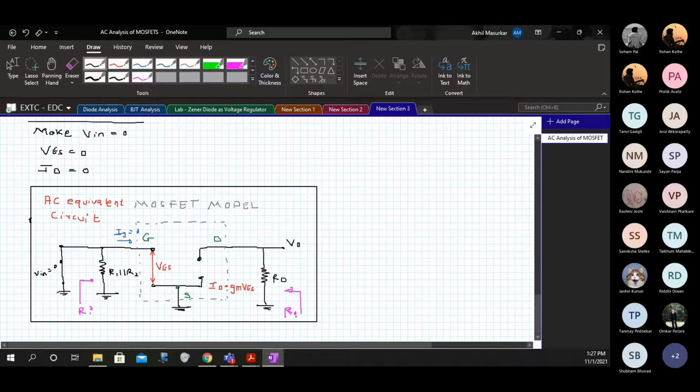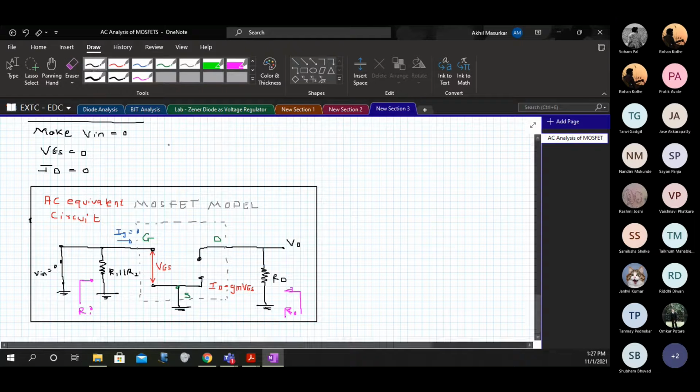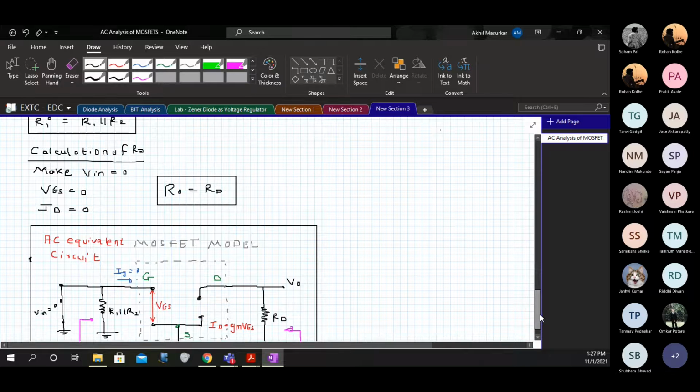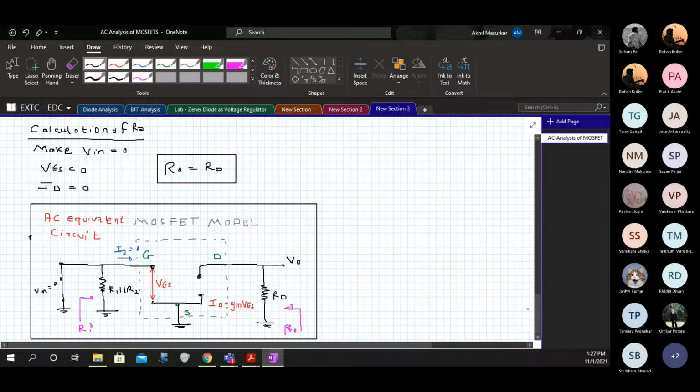So now you can very well see R0 is RD parallel with the infinite resistance. So RD parallel with infinity is RD itself. So we can write here R0 is equal to RD. And now comes the calculation of voltage gain. So I'll just write it here.